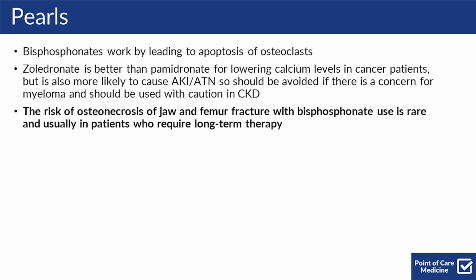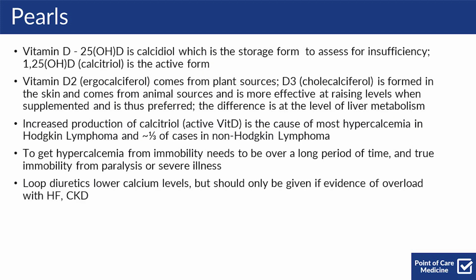Bisphosphonates work by leading to apoptosis of osteoclasts in our bone, and zoledronate is better than pamidronate for lowering the calcium levels in cancer patients. But it's also more likely to cause an AKI and an ATN, so you should avoid it if there's any concern for myeloma that could be causing any renal dysfunction, and it should be used with caution in CKD. The one thing that we think about a lot is the risk of osteonecrosis of the jaw and femur fractures with bisphosphonate use, but overall it's pretty rare, and it's usually only in patients who require high doses and really long-term therapy.